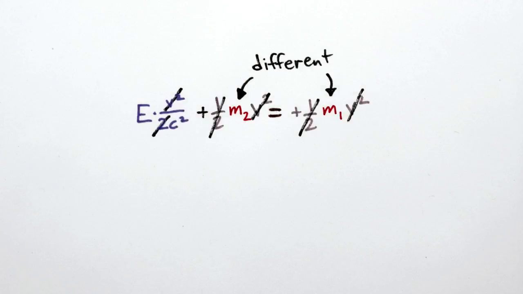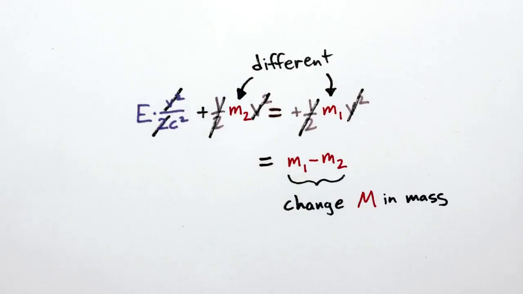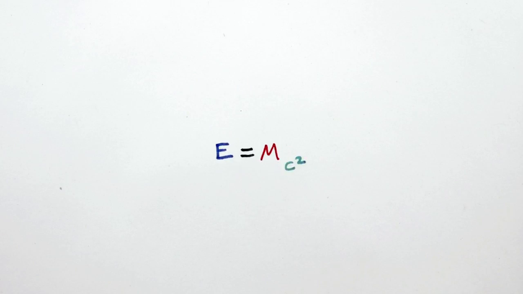Now, if we cancel things out, you can see that the change in mass of the cat must be equal to the energy of the light emitted divided by c squared. Or, as you've heard before, E equals mc squared.